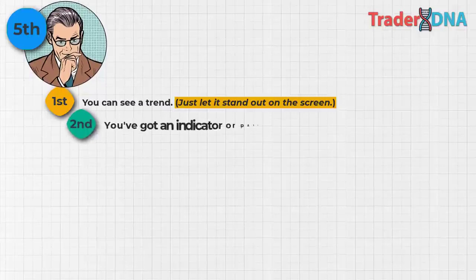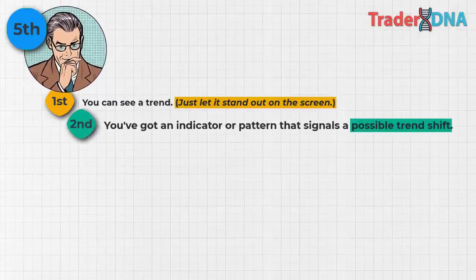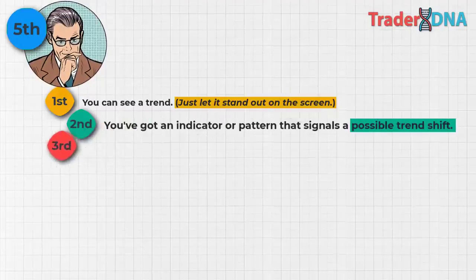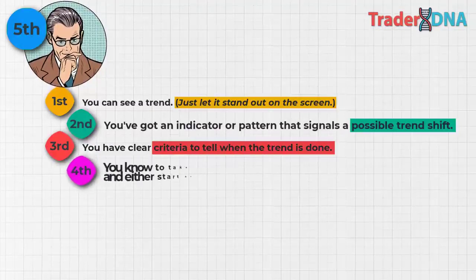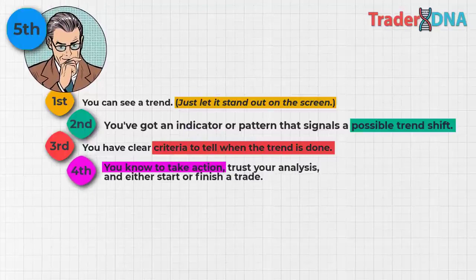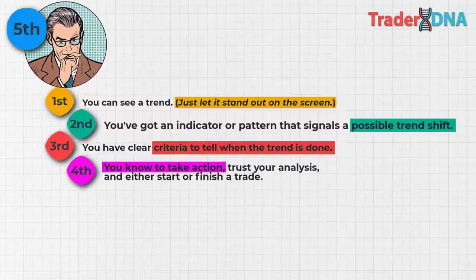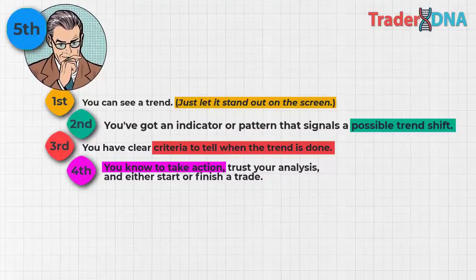Second, you've got an indicator or pattern that signals a possible trend shift. Third, you have clear criteria to tell when the trend is done. Fourth, you know to take action, trust your analysis, and either start or finish a trade. That's pretty much everything you need to know. It's not tough. But here's where you can mess it up.